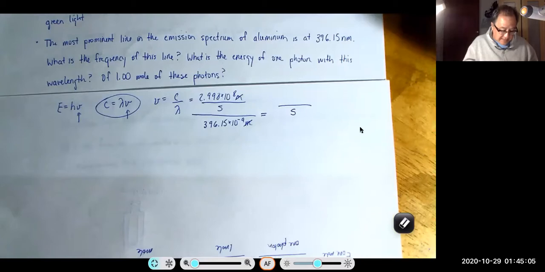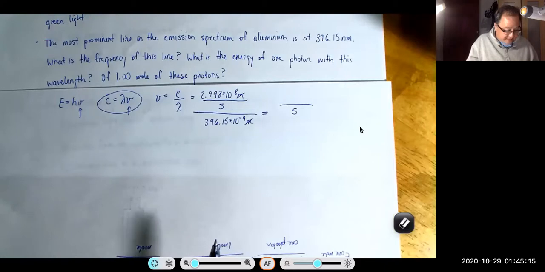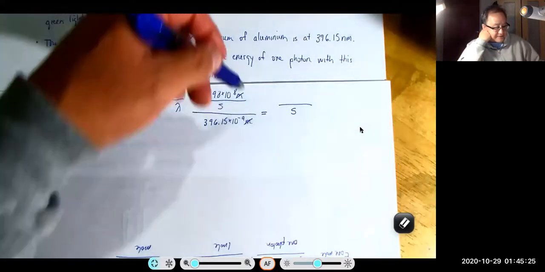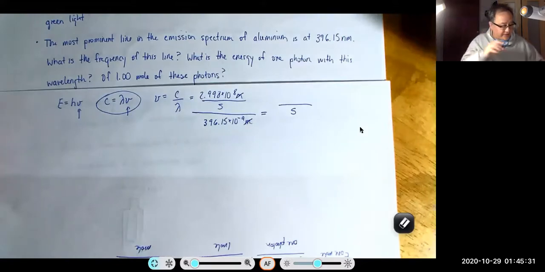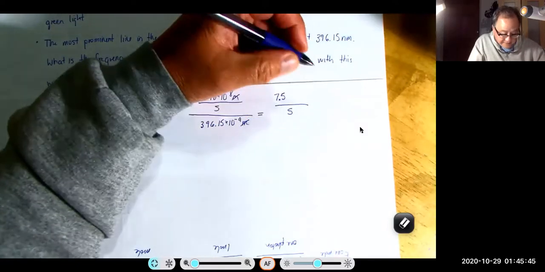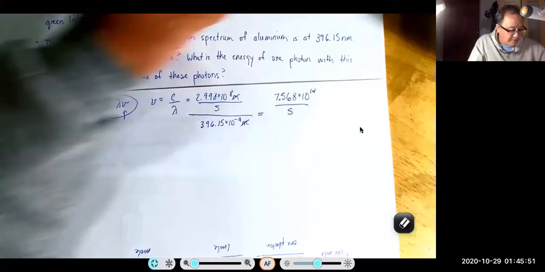So 2.998 EE 8 divided by 396.15 EE negative 9. So this negative 9, when I put it in the numerator, becomes positive 9. So that's going to become positive 17 in the top. And here, when I have this divided into that, that's going to be like 0.001 or something like that. So things will shake up and I'll end up probably with around 10 to the 15 or something like that. So let's see what we get. And we got close to 10 to the 15. We got 7.568 times 10 to the 14 per second.